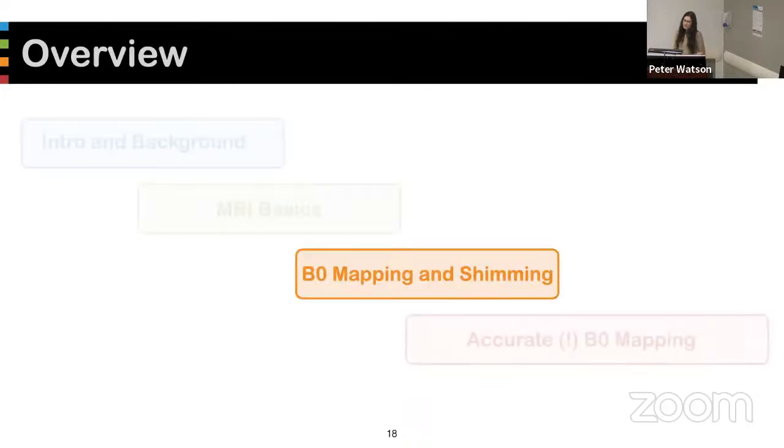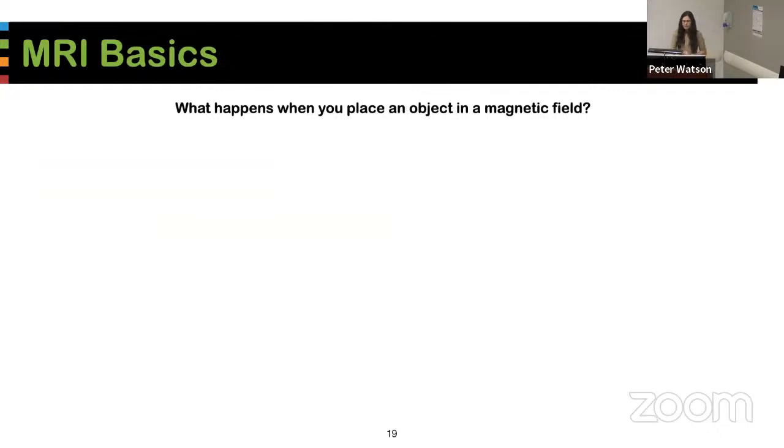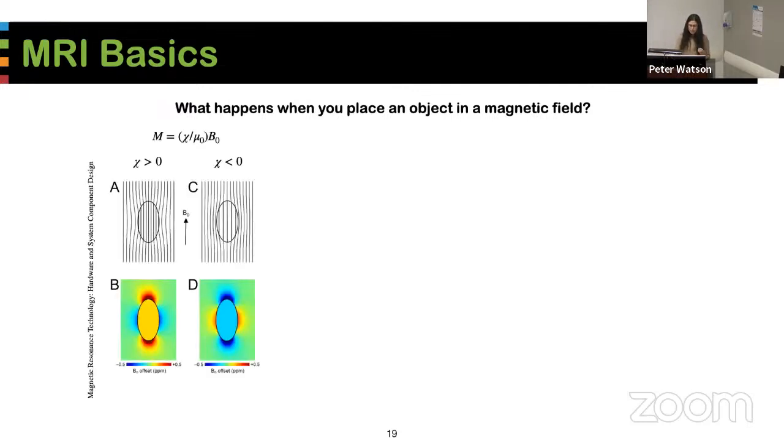All right. So we'll move on to B0 mapping and shimming now. Okay, so similar question to before. What happens when you put something in a magnetic field? I've already sort of explained it, but I left out something relating to the magnetization. I said you put something in a magnetic field and it becomes magnetized if you have spins with a magnetic moment. But I didn't really talk about how things become magnetized. Things can become magnetized either in a positive or negative way, depending on a property called magnetic susceptibility.